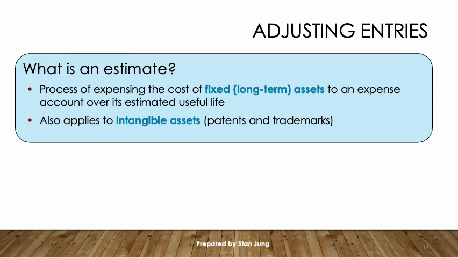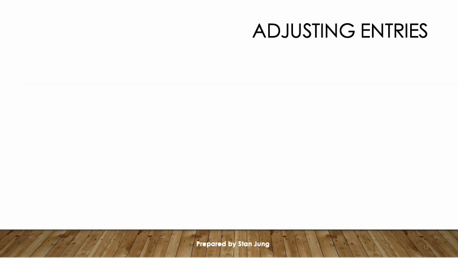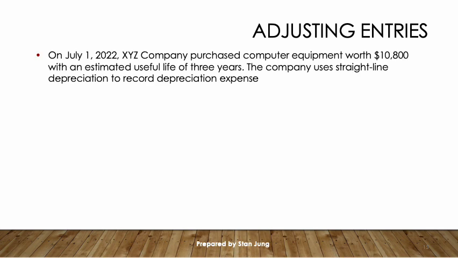And this applies to intangible assets as well. There are actually 4 different methods of estimating depreciation. I'm just going to look at one called straight line depreciation, which is the simplest form. So let's take a look at my example for an estimate. On July 1st, XYZ Company purchased computer equipment worth $10,800 with an estimated useful life of 3 years. We don't know for sure if the useful life is exactly 3 years, but it's an estimate of its useful life. The company uses straight line depreciation to record depreciation expense.